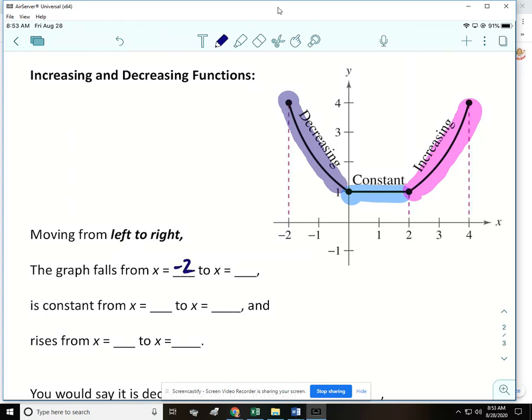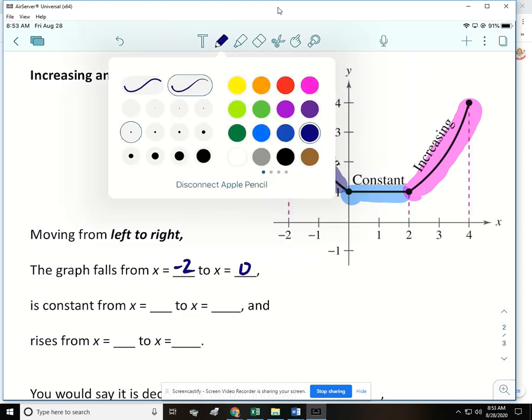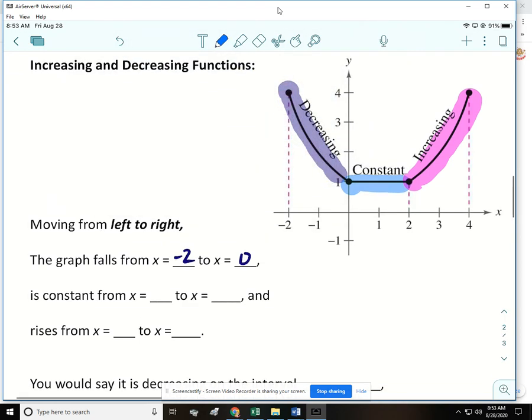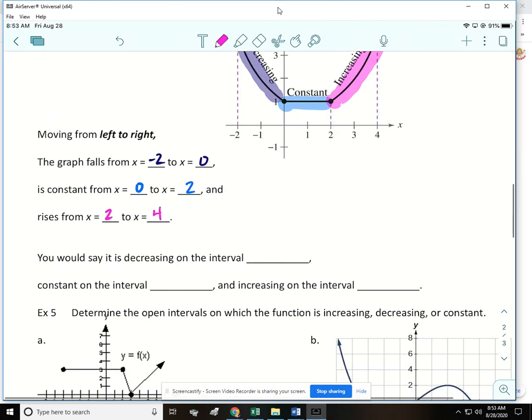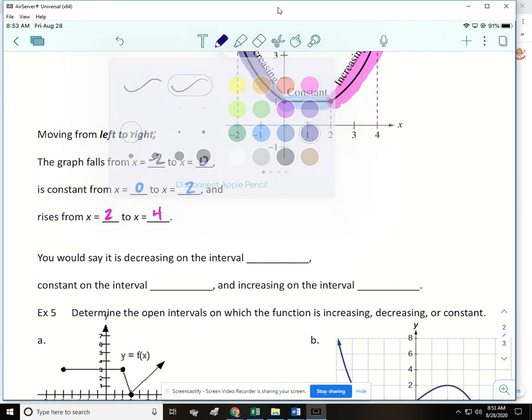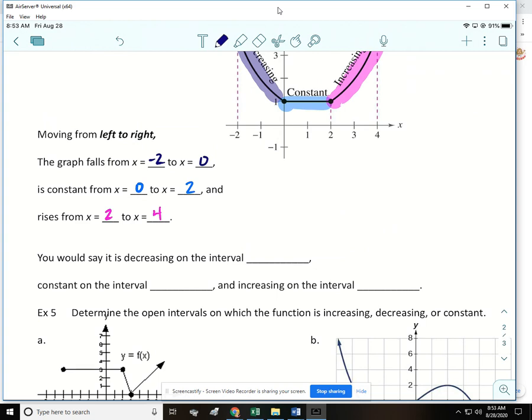-2 to where x is 0. Right? This particular graph is constant from where x is 0 to where x is 2. And this is rising or increasing from where x is 2 to where x is 4. So we use that to determine intervals. And anytime you're doing these increasing and decreasing intervals, the numbers you put in are x's. They are never y's, only x's.